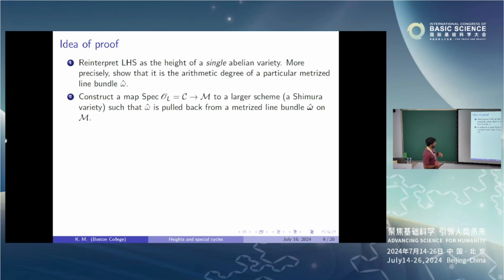And so there's a canonical metrized line bundle over this larger variety, that when you pull back to this arithmetic curve, its height there, its arithmetic degree, is computing the left-hand side of the averaged formula. And in some sense, this is a little ahistorical. The point is this kind of thing was observed by Tonghai Yang when he was working with quartics.